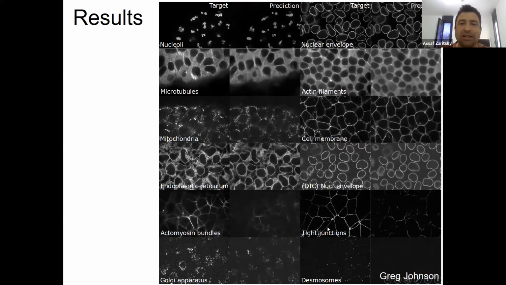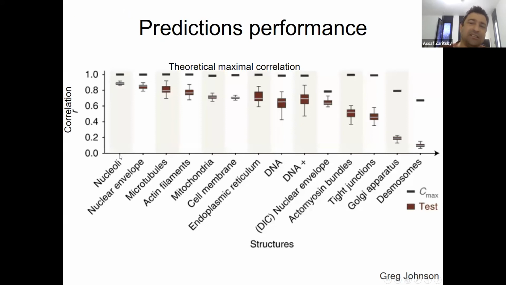Look at the tag junction, for example, at the bottom, almost at the bottom left here. You can see the tag junction, which is the ground truth on the left, is nice. And on the right, you get something much dimmer and less structured. And they could quantify that.